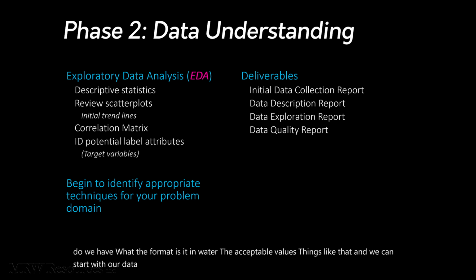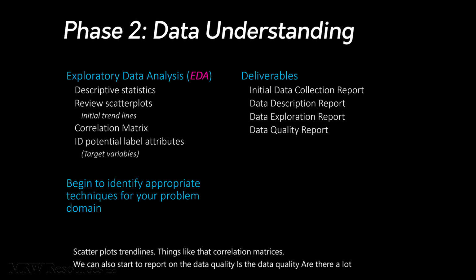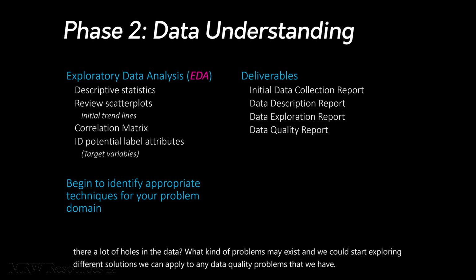What have we been able to find out so far about the data? And we can include visualizations here as well. Scatter plots, trend lines, things like that, correlation matrices. We can also start to report on the data quality. Are there a lot of holes in the data? What kind of problems may exist? And we can start exploring different solutions we can apply to any data quality problems that we have.